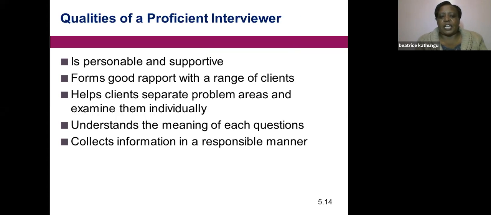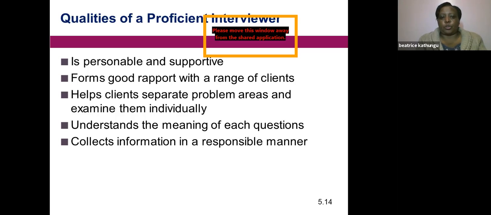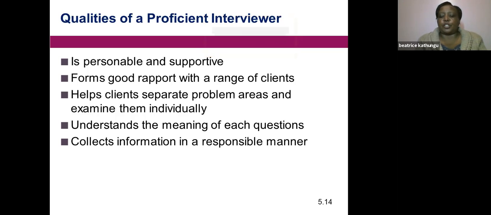We also need to help the client separate the problem areas and examine them individually. Now, what does this mean? If, for example, you are working on the area of medical issues or medical related problems, the client may want to mix the medical problems with their family social problems. It is your responsibility to help them look at each of these areas separately because you're going to be scoring each of them separately. It's also your responsibility to understand the meaning of each question so that by the time you're posing that question to the client, you understand the intention and you're sure that you're collecting information in a manner that is responsible and accurate.